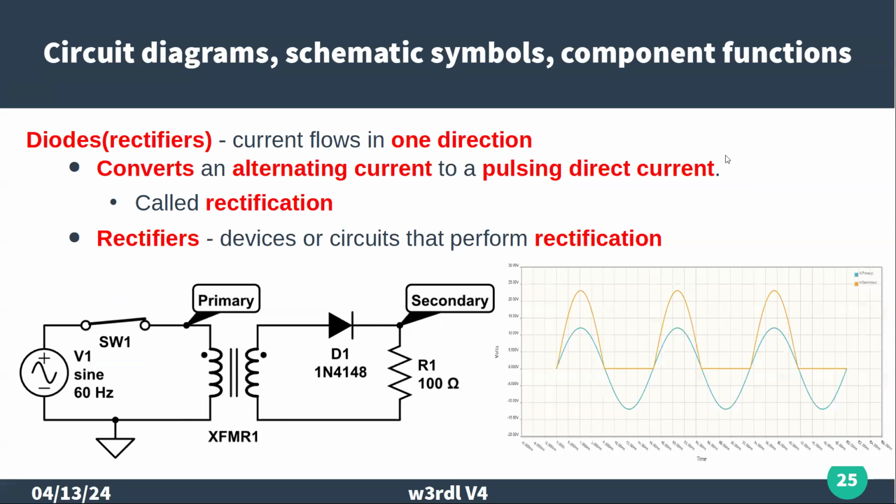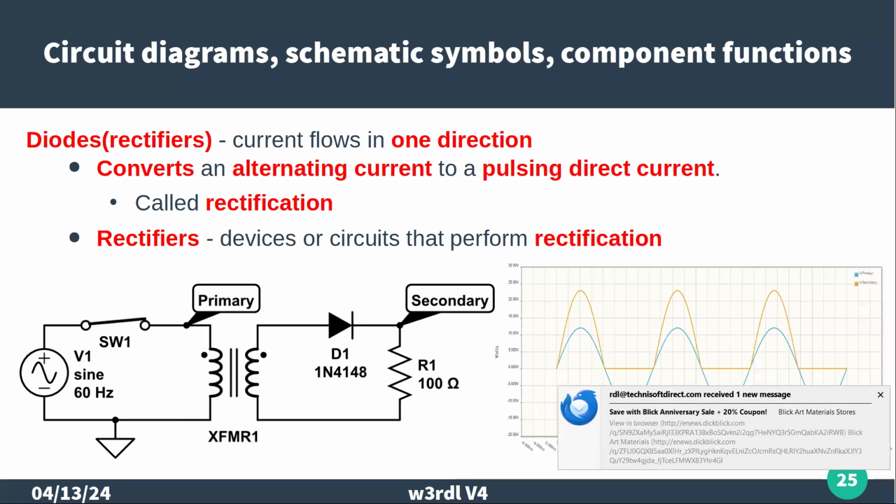We can use a diode as what we call a rectifier, to rectify alternating current into pulsing direct current. And we call that process rectification. And sometimes we refer to the diode as a rectifier. They used to make rectifiers specifically when they made them out of selenium and various things that operated as a diode, where it would conduct in one direction and conduct a lot of power.